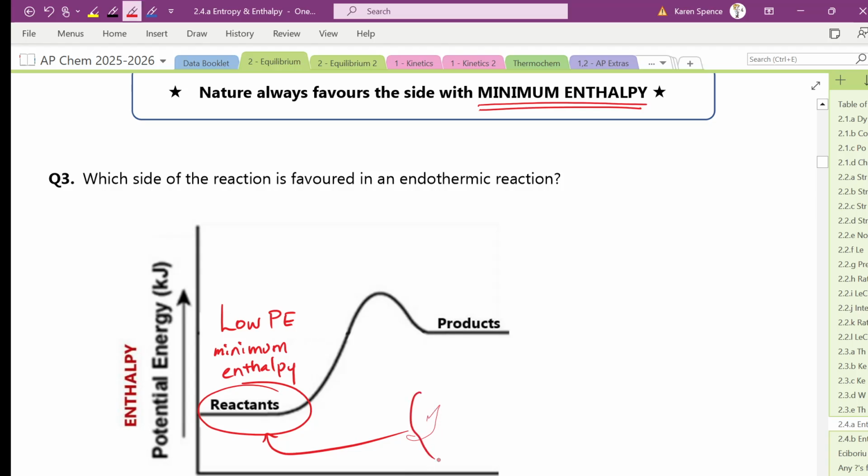Hello, eraser. Why are you not erasing? Ah, yeah. That's okay.